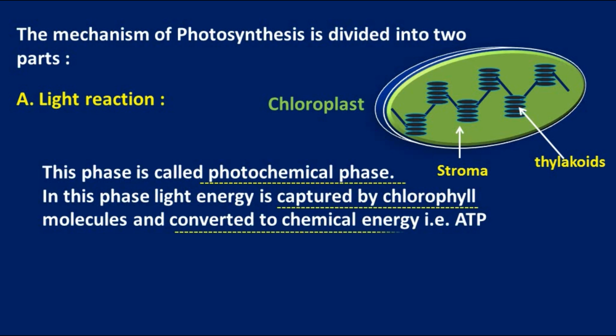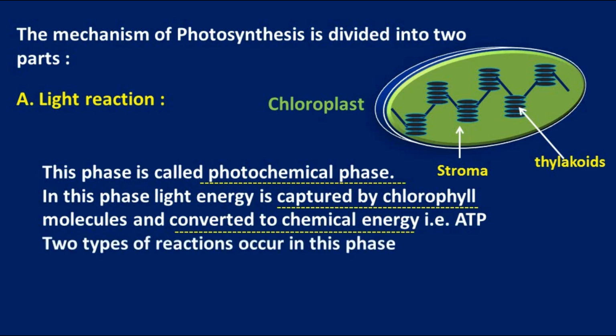In this phase, light energy is captured by chlorophyll molecules and converted to chemical energy, that is, in the form of ATP. So in the light reaction, light energy is captured by chlorophyll and converted into chemical energy. This chemical energy is stored in the form of ATP. So this phase is completed during the light.